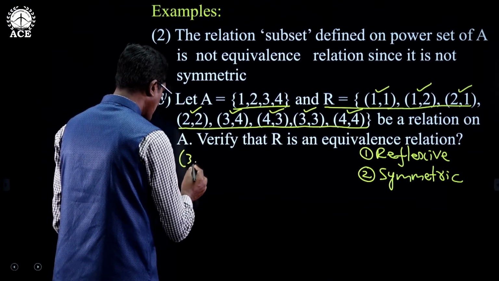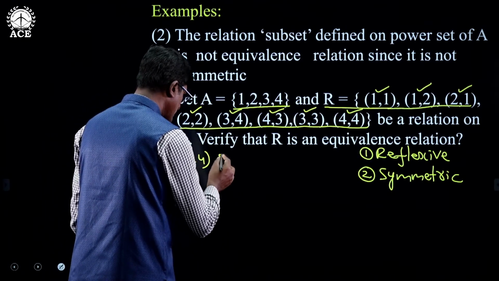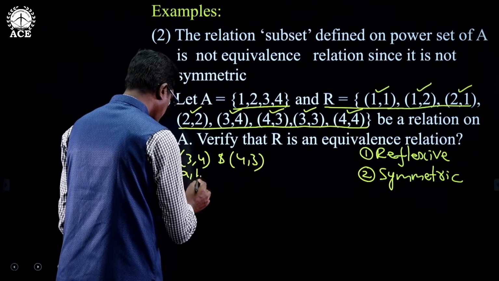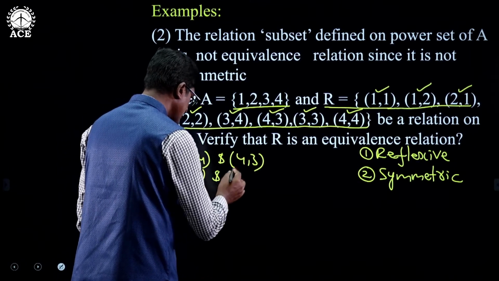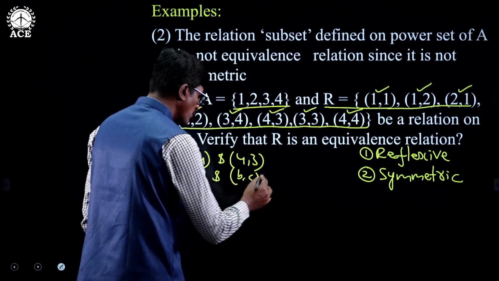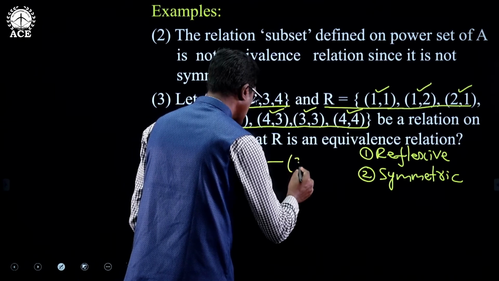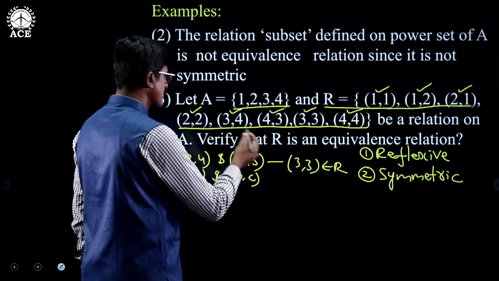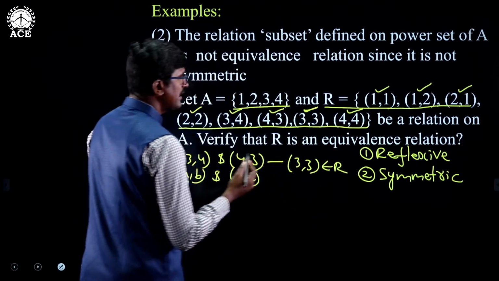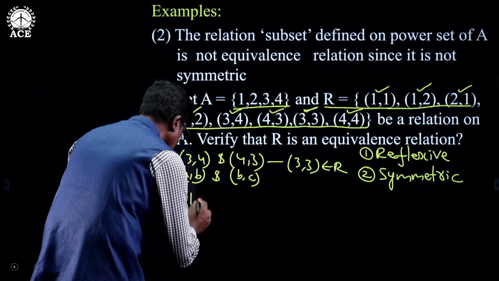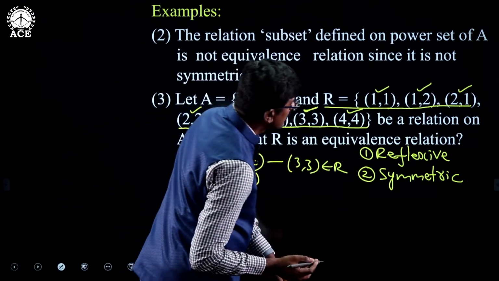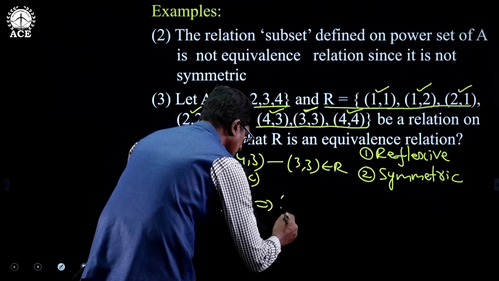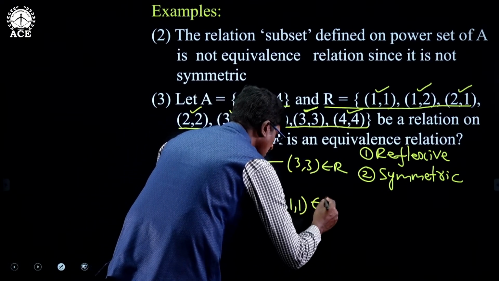Here, (3,4) is there and (4,3) is there. It's like (A,B) and (B,C). Then what is (A,C)? (3,3). Yes, (3,3) belongs to R. Similarly, (1,2) is there, (2,1) is there. This implies (A,C), (1,1) also belongs to R.